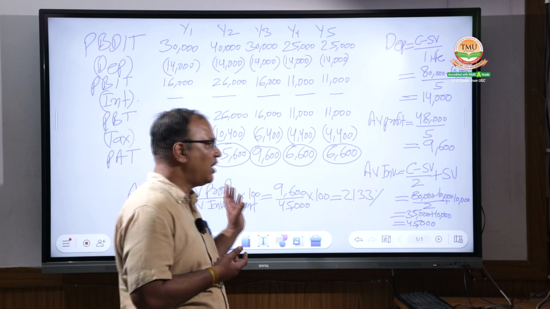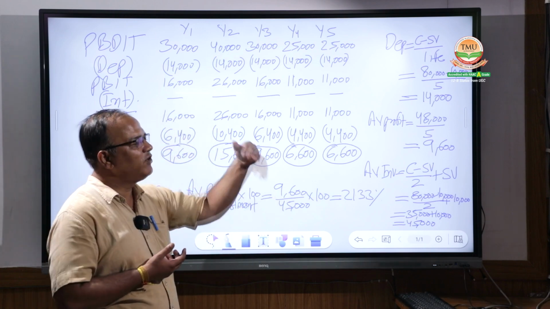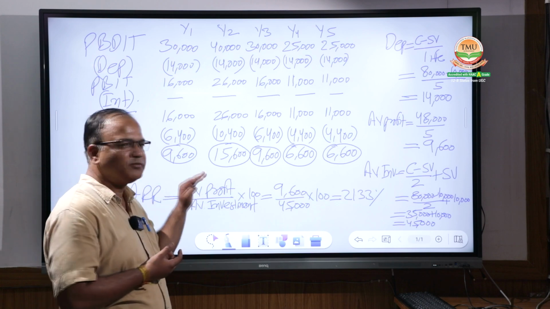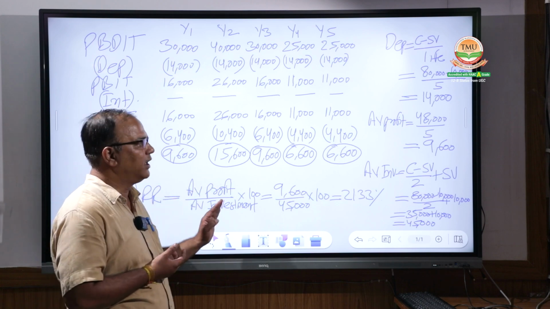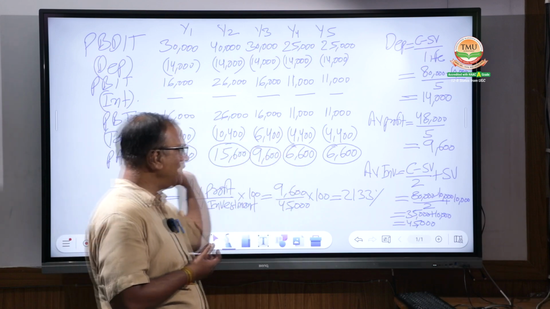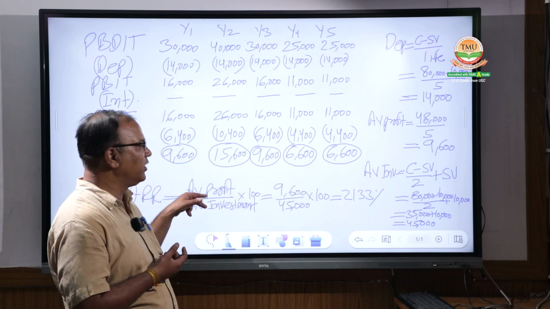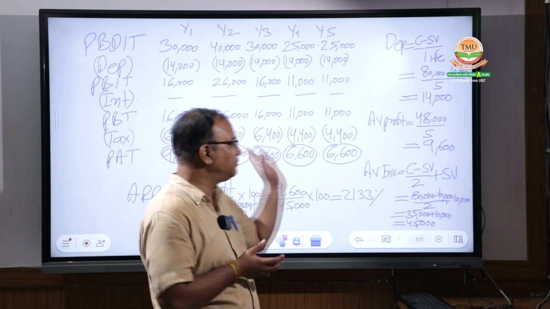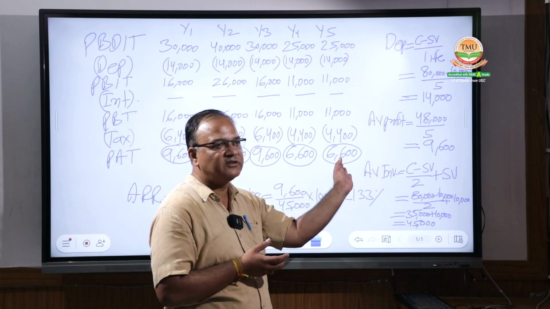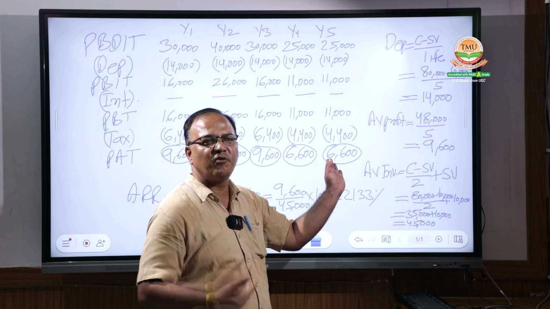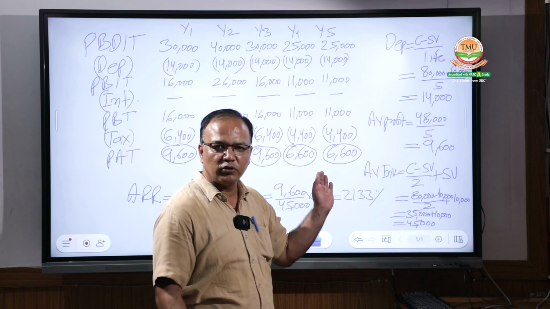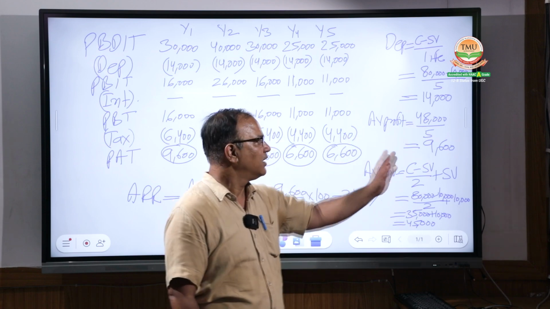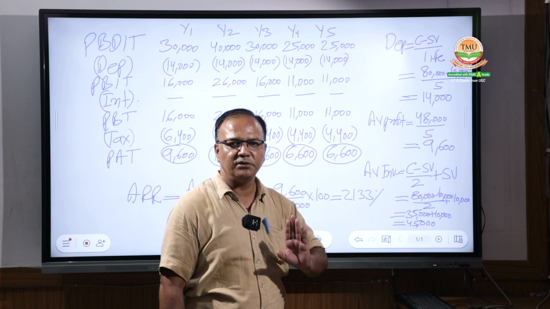Why? Because we have to use the formula, and now we have to put the figures in this formula. We write down the formula ARR equal to average profit divided by average investment into 100. Now we had one figure, PAT. Now we have to calculate two figures, average profit and average investment. Whenever we had to calculate average profit, simply we sum up all these figures: profit of first year, second year, third year, fourth, and fifth year, divided by life. And life is 5 years. So 40,000 divided by 5 years is 9,600.